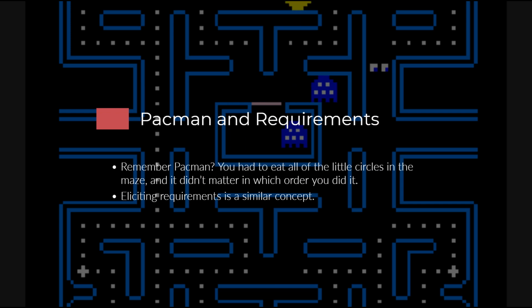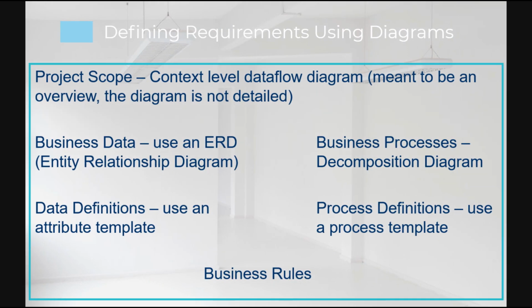Now let's talk about defining requirements using diagrams. All of the diagrams that I'm showing you here can be used during elicitation and analysis. And again, we're going to talk more about this in a bit, but diagrams can help you verify that your requirements are complete. Using them during elicitation actually helps you to define complete requirements.